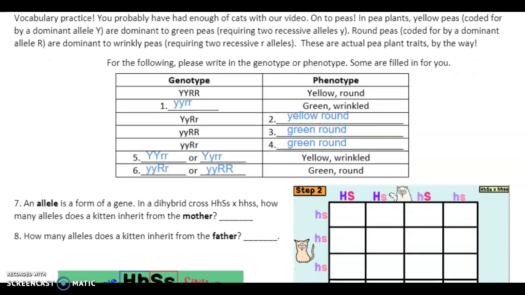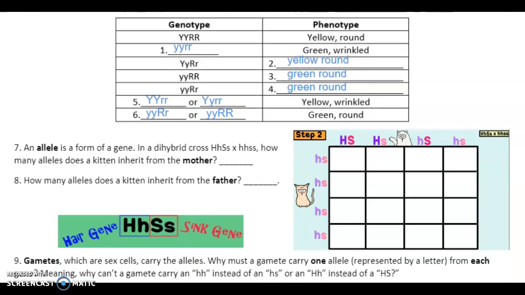Number 7 says an allele is a form of a gene. In a dihybrid cross, big H, little h, big S, little s. That's heterozygous for the two traits. It's crossed with little h, little h, little s, little s. So that would be homozygous recessive for both traits.